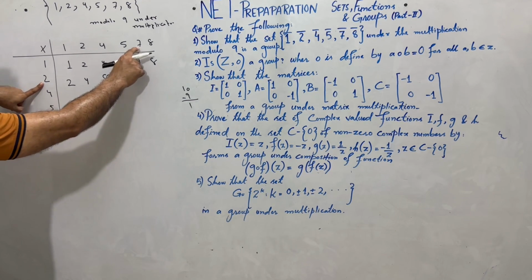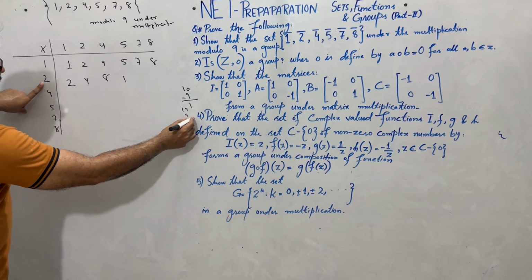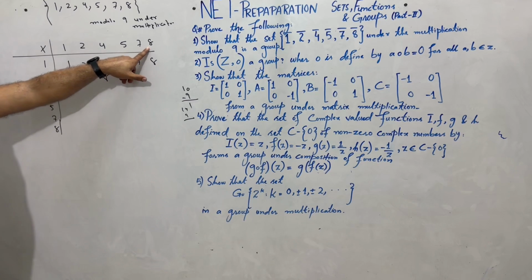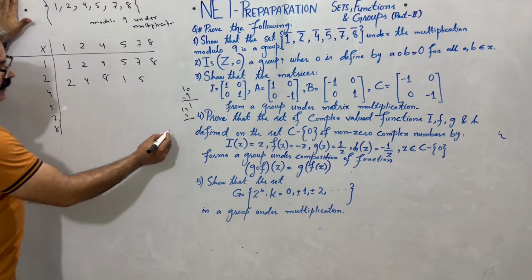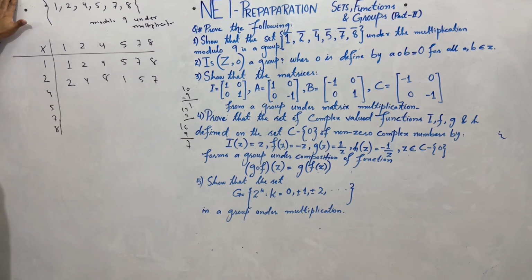Same, 2 times 7 is 14. 14 is greater than 9. Subtract 9 and you will get 5. Here 2 times 8 is 16. Subtract 9 and you will get 7. That is the technique behind constructing this table.